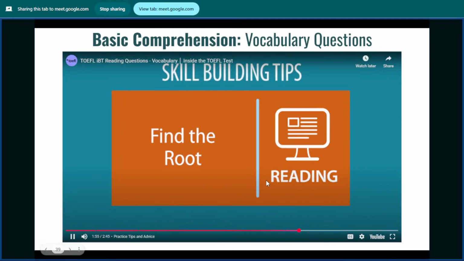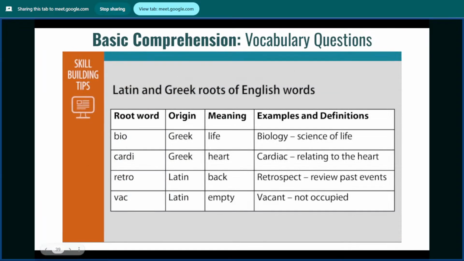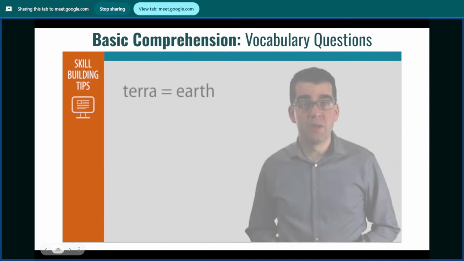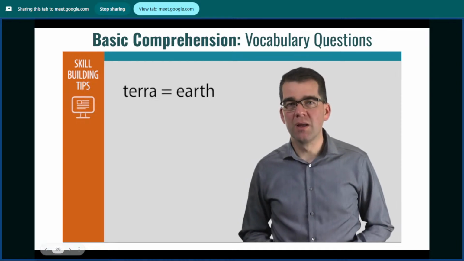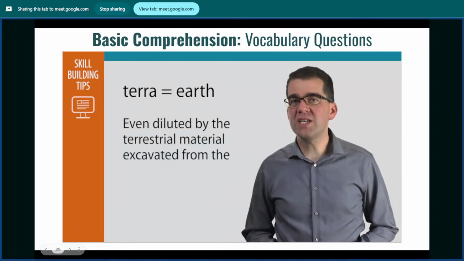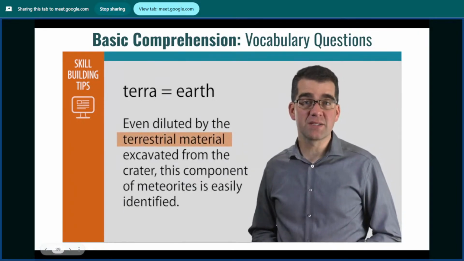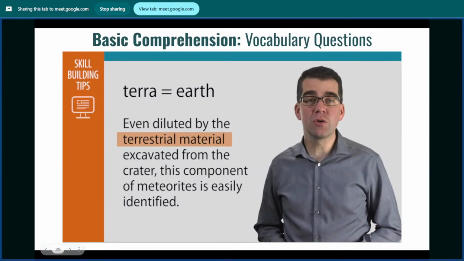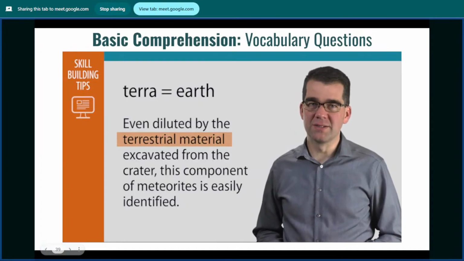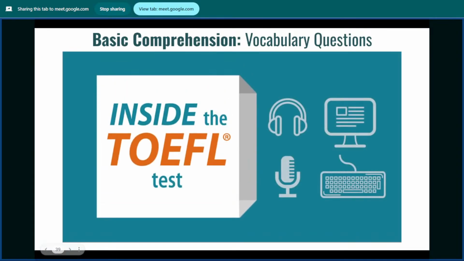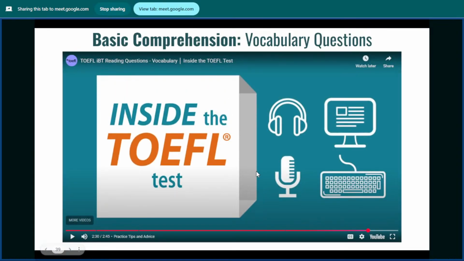Here's a tip for increasing your vocabulary. Many English words come from Latin or Greek. So if you study Latin and Greek roots, that will help you remember the meanings of words, and it can also help you figure out the meanings of words you may not know. For example, if you know that the Latin root "terra" means earth, then when you see this sentence from the passage that talks about the terrestrial material found at the impact site, you'll know that it's referring to the material from the earth, not from the meteorite. There are lots of ways to improve your English skills.